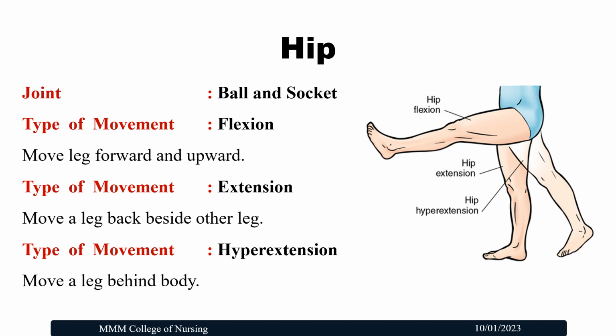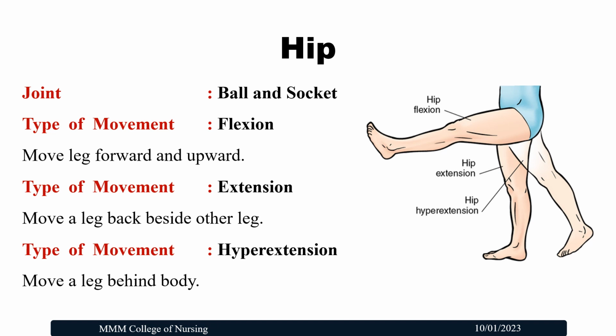The hip is also made up of ball and socket joint. The possible movements are flexion. It can be achieved by moving the leg forward and upward. Second one is extension, that is moving the leg back beside the other leg.